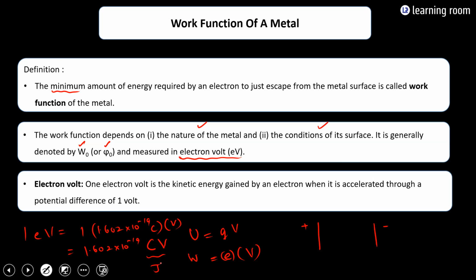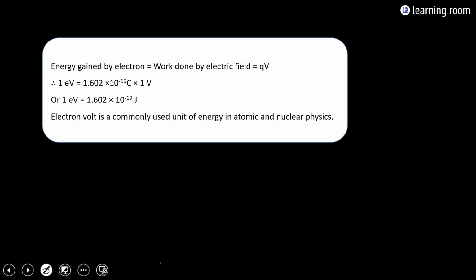This is what we have to do. So energy gained by an electron is equal to work done by the electric field. But work done by the electric field is Q into V, right? So 1 electron volt will be equal to 1 electron charge, 1.602 into 10 power minus 19 coulomb, multiplied with 1 volt. So this is going to be the value.